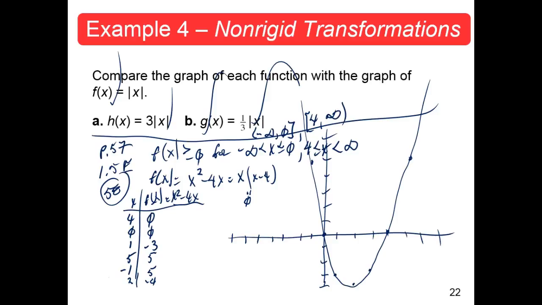You told me what this stood for. What is it? F of x is greater than or equal to 0. That's what we're looking for. What is f of x? Y. So where are your y values greater than or equal to 0? Where is y equal to 0?